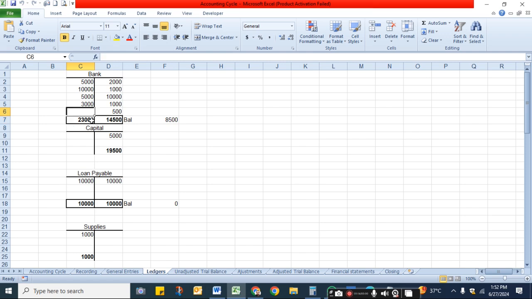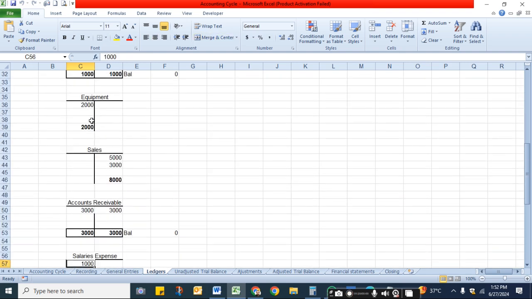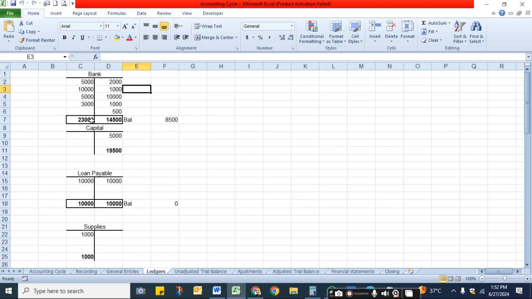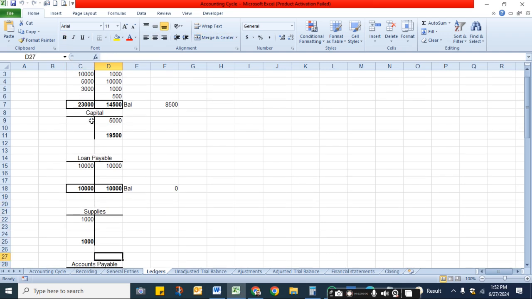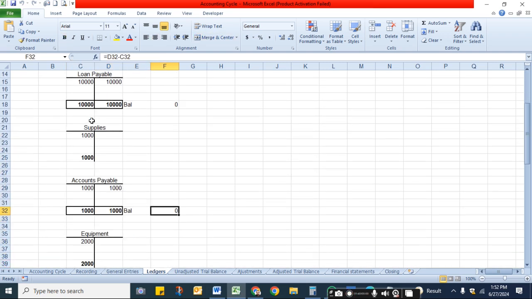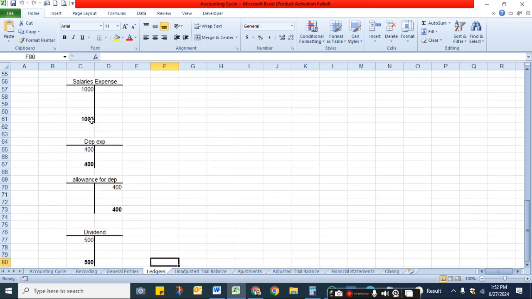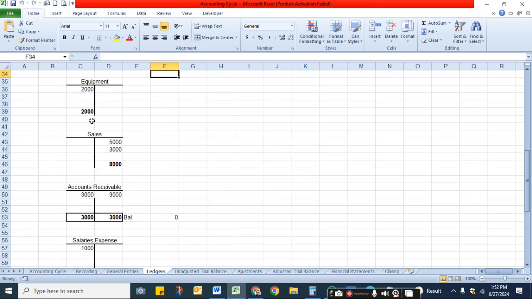We have ledgers, right? These are the T accounts. We have bank T account, capital, loan payable, supplies, accounts payable. These are all the ledgers we have, all the accounts we have. As you know, the total of the debit side is just the credit side, so the balance is 8,500. Then the balance is zero because we already paid the liabilities. Supplies is 1,000. Again, the liabilities are zero, already paid. Again, the receivable is zero because we have already collected all the cash from the customer. Okay, this is the depreciation. This is the dividend.